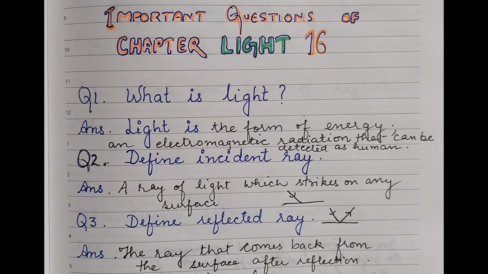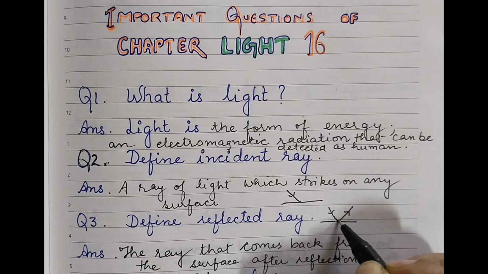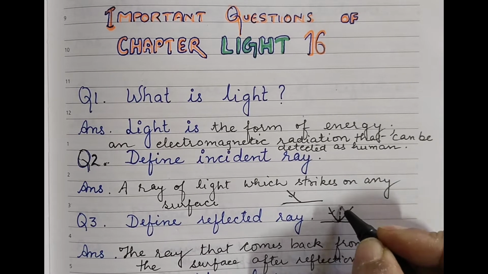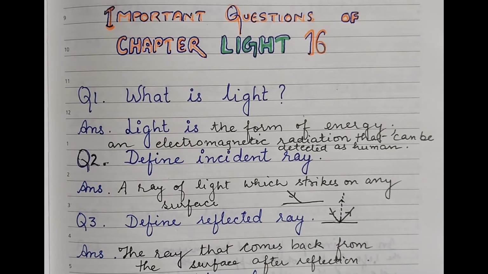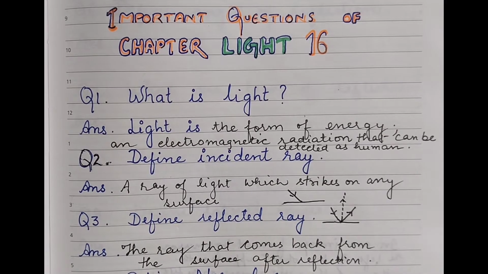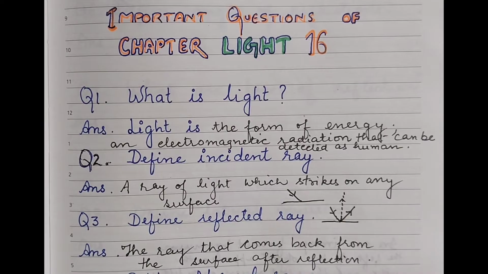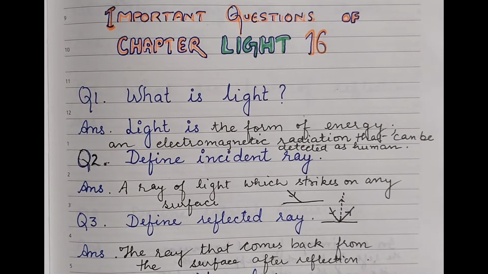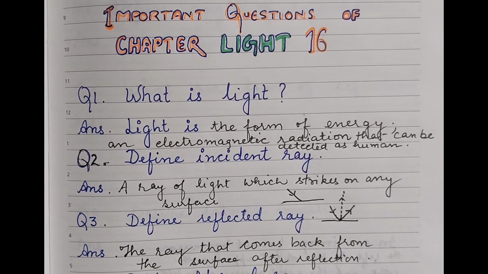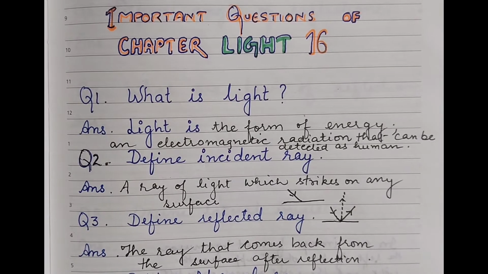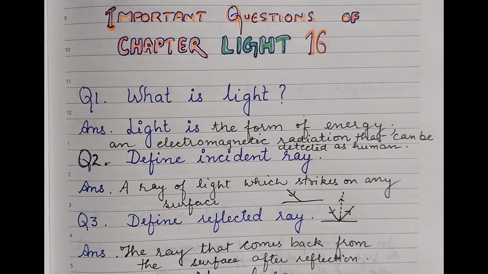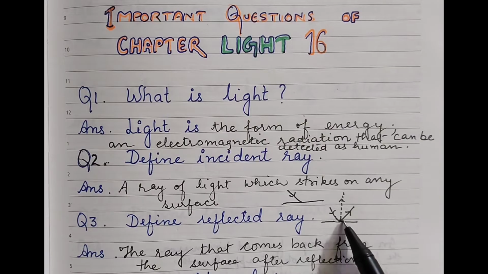Question number 4, define normal ray. What is normal ray? In this diagram, this point is the point of incidence. Here the line perpendicular to the surface is known as normal ray. So what is the definition of normal ray? The ray which is perpendicular, meaning making a 90-degree angle to the surface at the point of incidence, is known as normal ray.